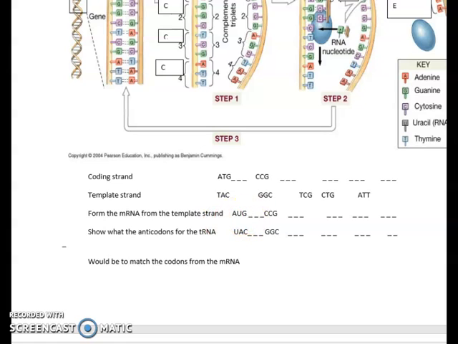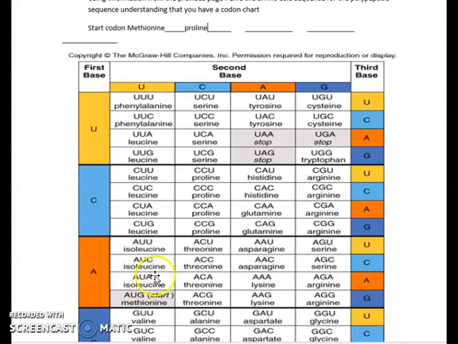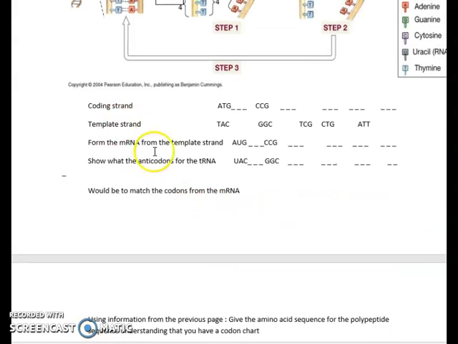But remember that because we always have to start out with our start codon, the first messenger RNA always has to be AUG, and the first transfer RNA always has to be UAC, because that's the only thing that will initiate the transcription and the coming together of the heavy and light ribosomal subunit. After that, it could be a variety.